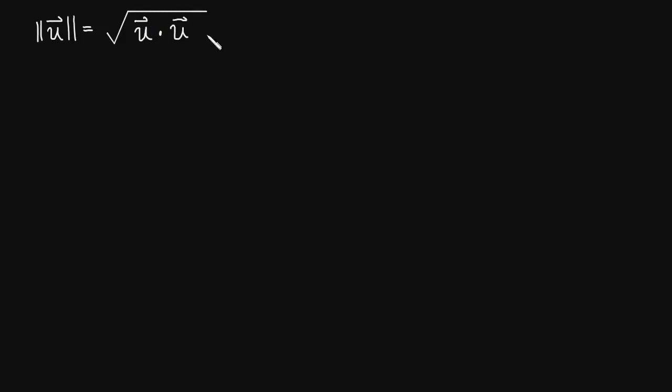And why does that make any sense? Well, if we think about what this is equal to, this dot product here is just u1 times u1, which is u1 squared, plus u2 times u2, which is u2 squared, plus all the way up to un times un, so un squared. So that just comes from the definition of a dot product. We take each of the components, we multiply them together, and we add them up.